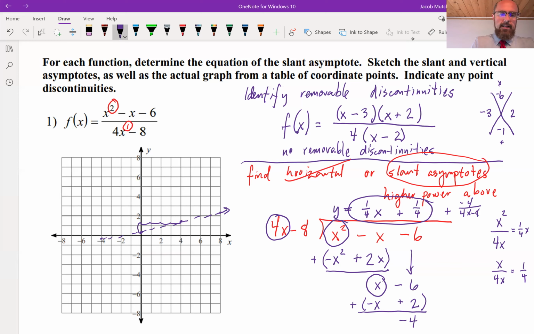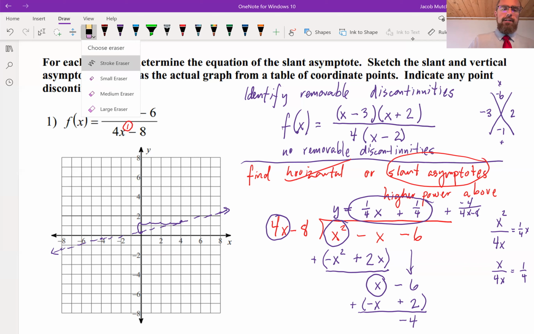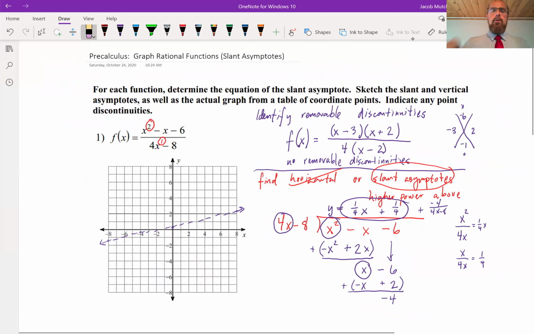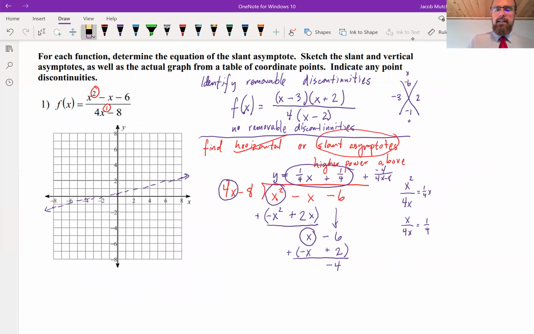Now, once I get that slant asymptote sketched in, what I need to decide next is, are there any vertical asymptotes? So again, this is kind of the traditional approach to finding the graph of a rational function. You look for removable discontinuities, then you look for horizontal or slant asymptotes, and then you give your attention to finding any vertical asymptotes. So let's remember how to find the VA, or vertical asymptotes.